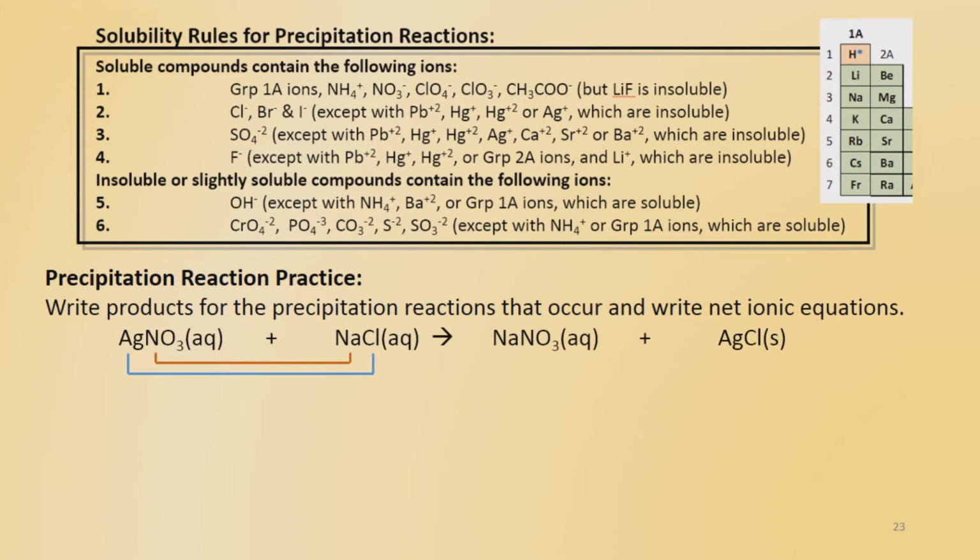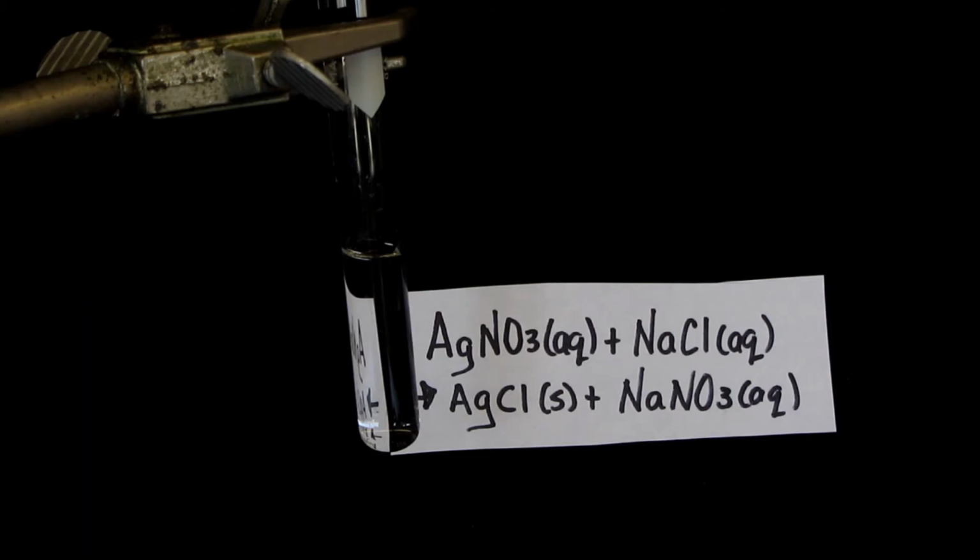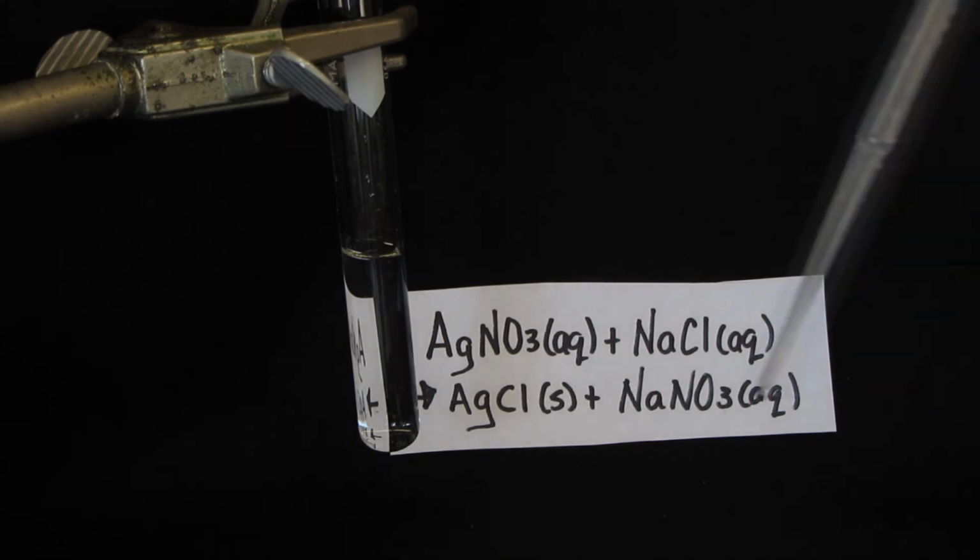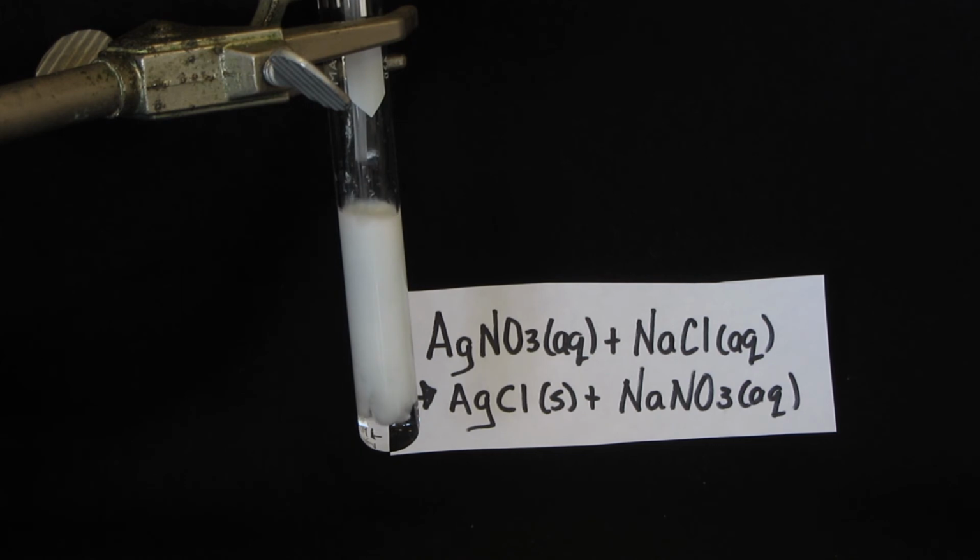The next step is to eliminate the spectator ions. That would be nitrate and sodium, and that leaves the net ionic equation of silver ion plus chloride ion makes silver chloride solid precipitate. So in the test tube, I have a clear colorless solution of silver nitrate, and I'm adding a clear colorless solution of sodium chloride. And when they mix, we see the immediate formation of a dense white precipitate, and that would be silver chloride.